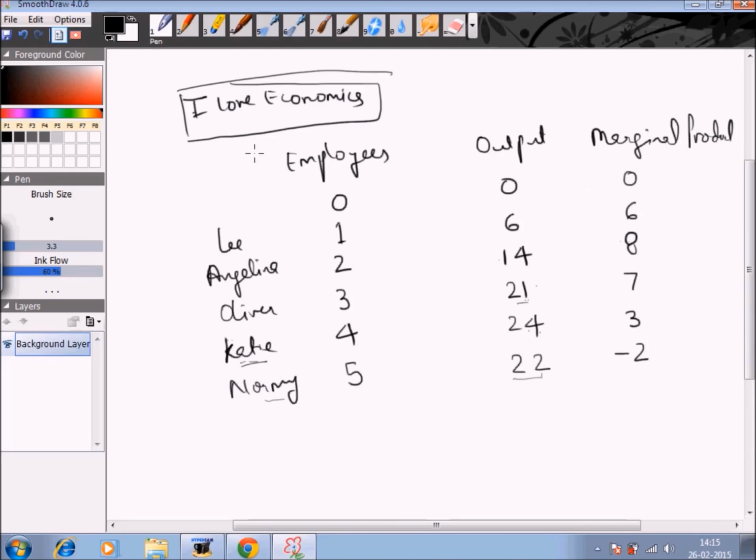So if we have a look at this whole data, we can see that up till a point when I have employed Angelina, my marginal product was increasing. What is the reason behind the increase in this marginal product? I can allot this to division and specialization of labor. When these both people were working together, maybe they have divided the task amongst them.